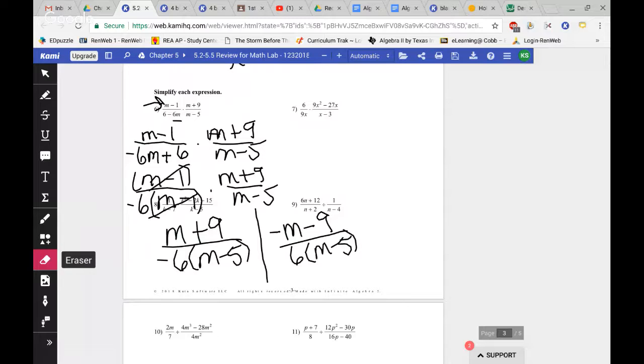So y'all might want to jot both of these answers down and understand that they are really the same. It's just one has the negative in front of the 6 and the other has the negative with the m minus 9. I don't want to erase it until everybody's ready. Is everybody ready?